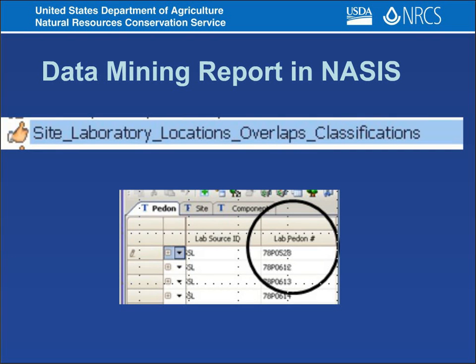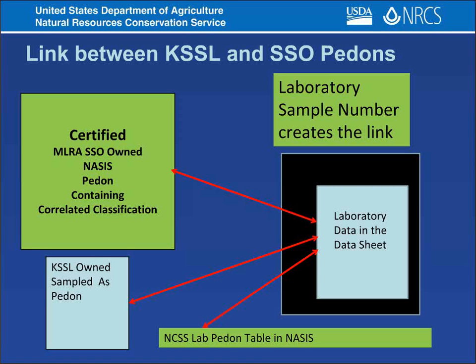The identifier that actually links the pedons to the laboratory data in NASIS is called the lab pedon number. As long as people populate that in their pedon, we have a data mining report in NASIS that goes in and finds a unique pedon for each of the laboratory samples in the database. That is a good thing and a bad thing. The good part is it does find a unique pedon, and it links any matching pedons with the same laboratory number together.